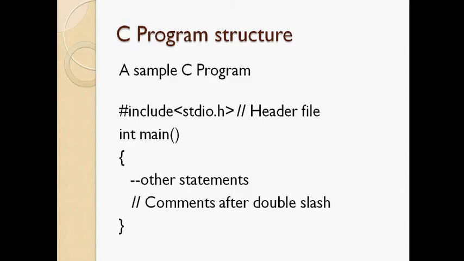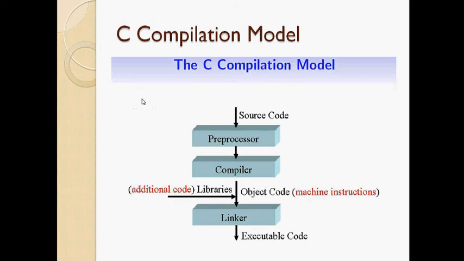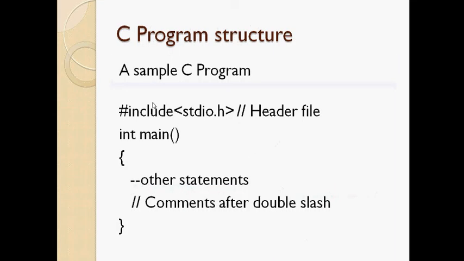A very simple C program structure. Every C program must begin with the inclusion of header files as given there. Hash include stdio.h is a header file. It's also called a preprocessor. You can just recap yourself like I have given there. So here it's a preprocessor where header files come.